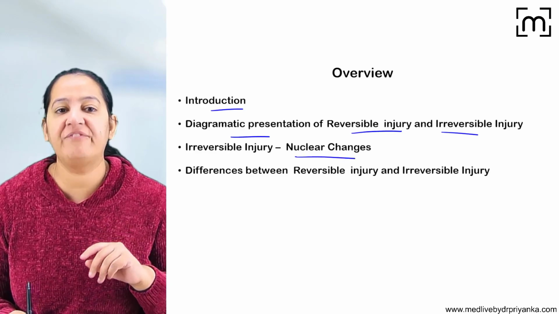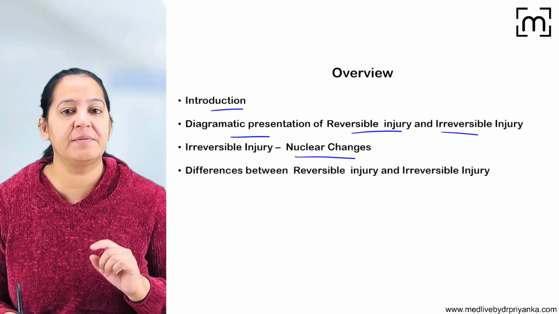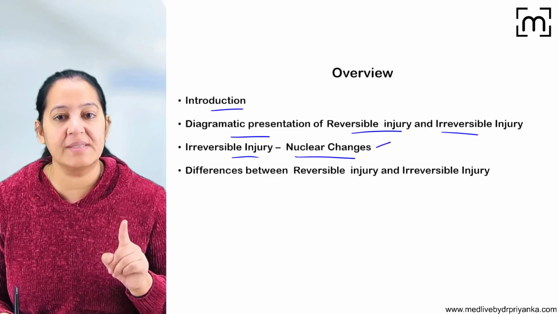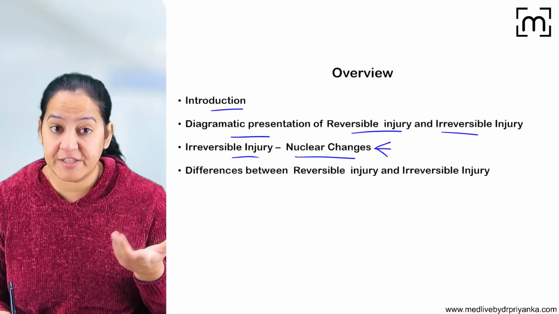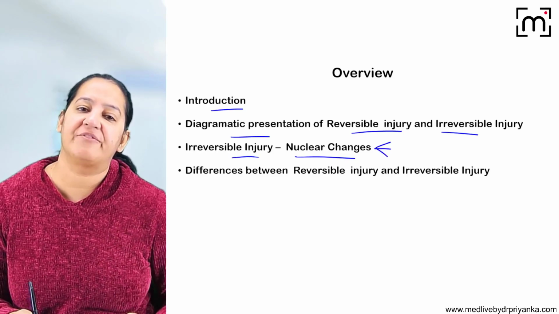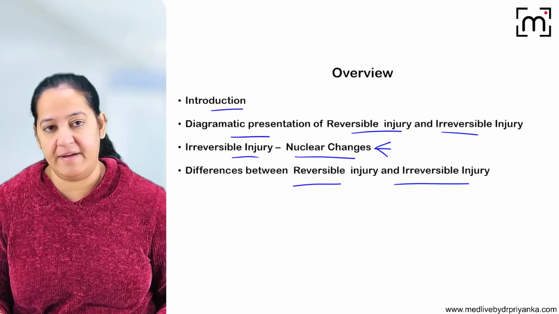Then we will see the nuclear features, the nuclear changes in irreversible cell injury, that is pycnosis, karyorrhexis and karyolysis, the difference between them. And finally, we will see the differentiating table between the reversible and irreversible cell injury.